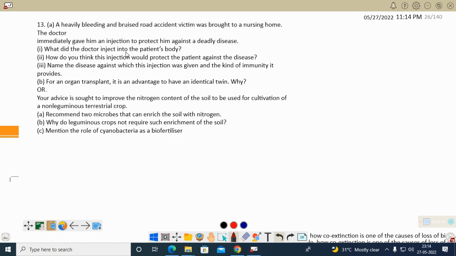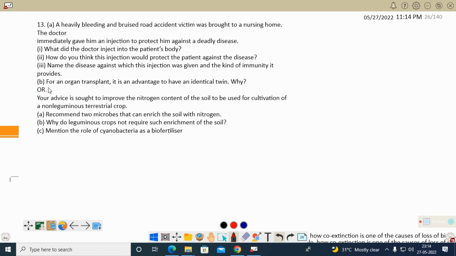What did the doctor inject into the patient's body? Anti-tetanus injection. How do you think this injection would protect the patient against the disease? Because this injection is a ready-made antibody injected against the tetanus causing bacteria. Name the disease against which this injection was given. Tetanus is the disease against which the injection was given, and the kind of immunity it provided is artificial passive immunity.